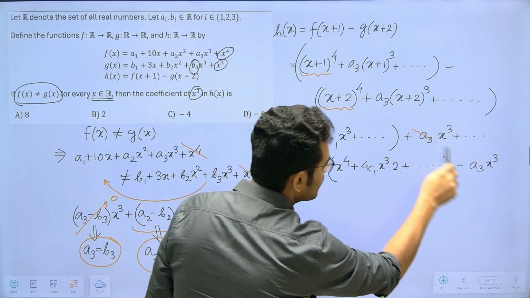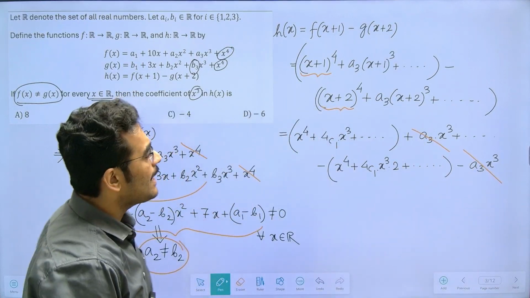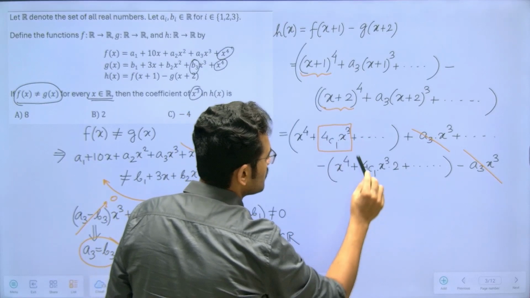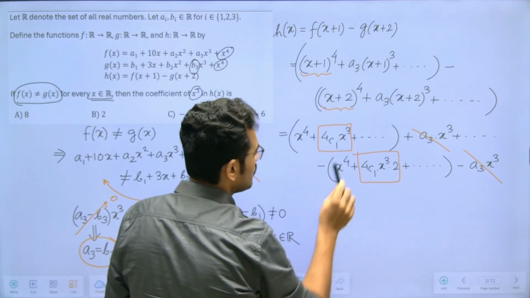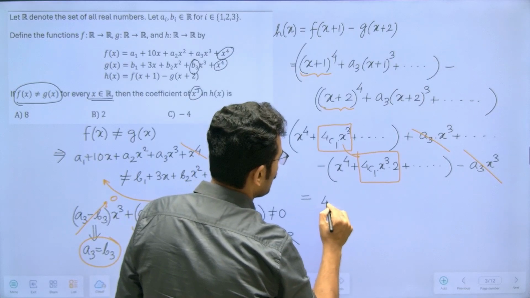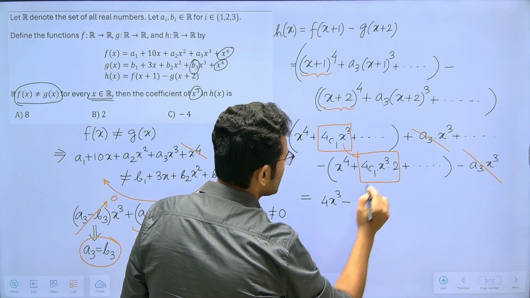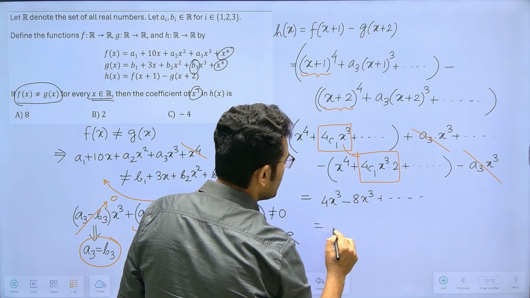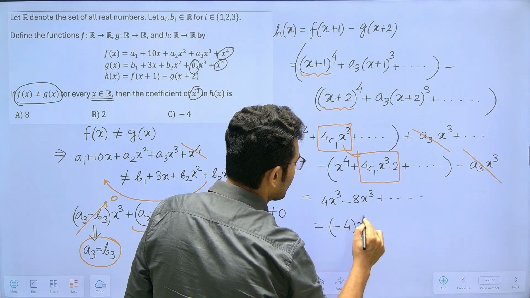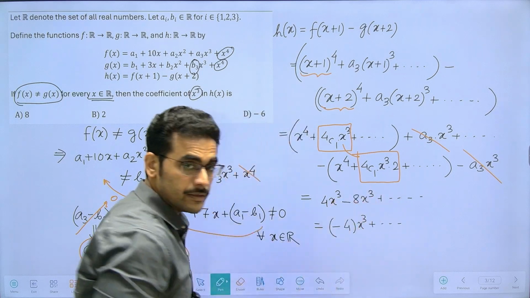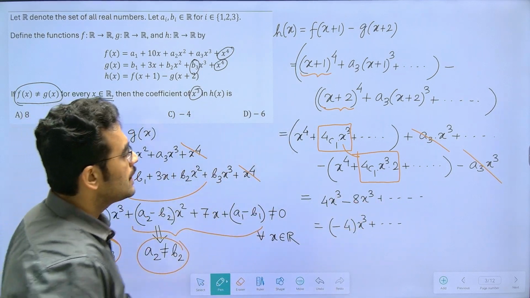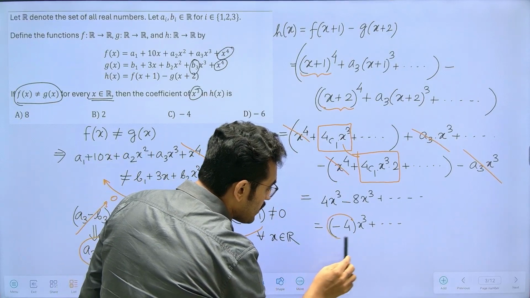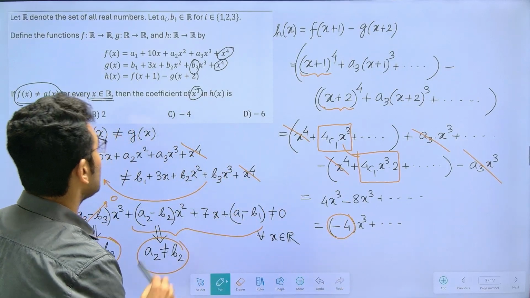So you can see that a3 into x cubed cancels out and we need just the x cubed coefficient. So we are concentrating on this term and this term. If you club these two, it will be 4x cubed minus 8x cubed plus the other lower degree terms. So it is going to be minus 4 into x cubed plus the other terms. x to the power 4 is also getting cancelled out, right? So what is the coefficient of x cubed? It is minus 4. So the answer is C.